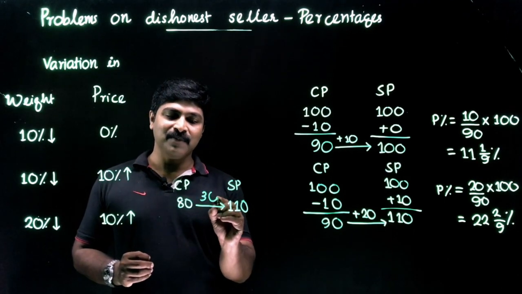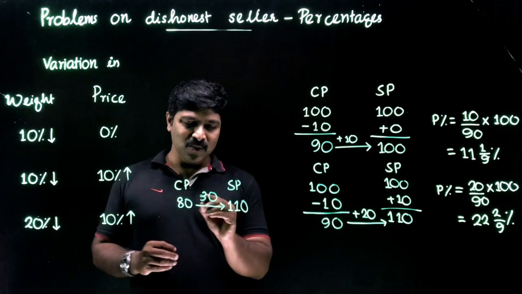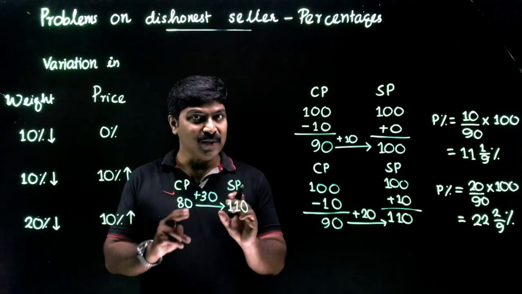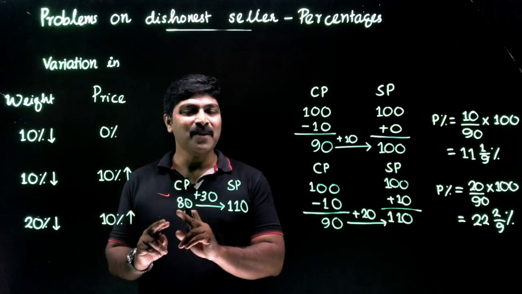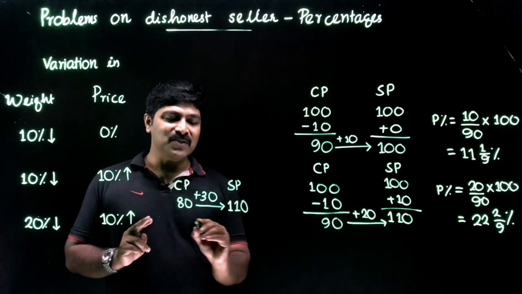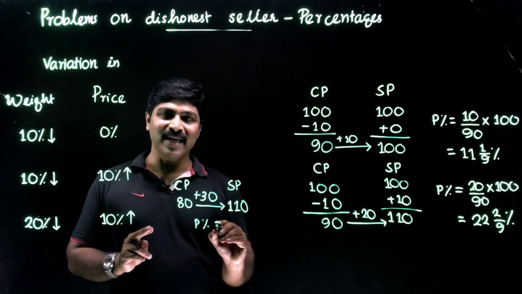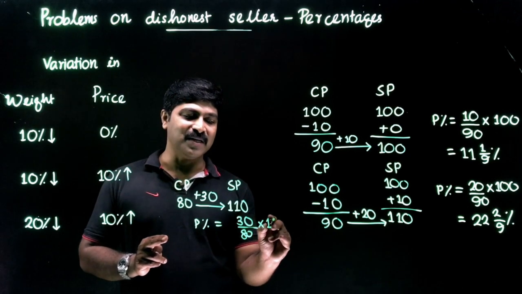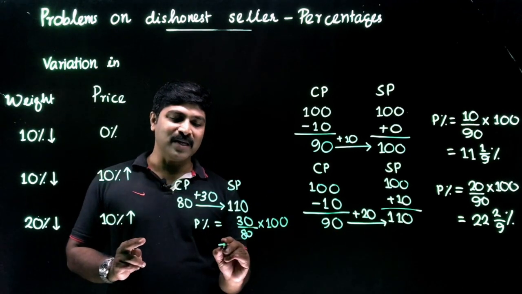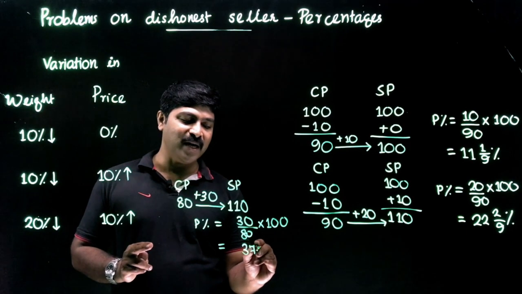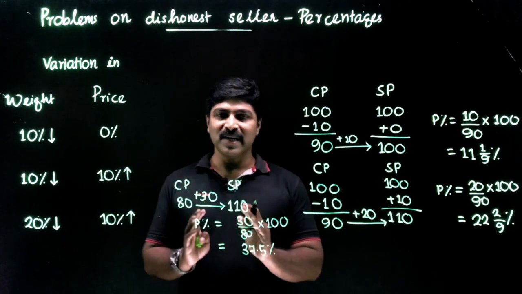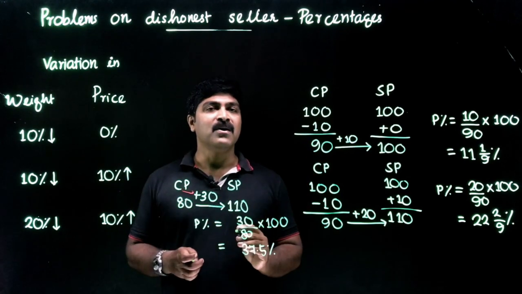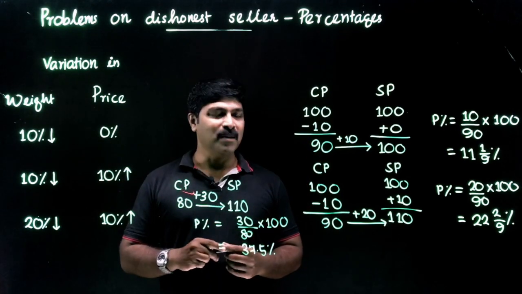This is a 30 rupee increase. So here an increase of 30 rupees is the profit. And you have to catch this 30 is what percentage of 80. So hence here the profit percentage is 30/80 into 100. So that's equal to 37.5%. Got it clearly? So it's a very interesting and very useful tool while considering this set of problems.